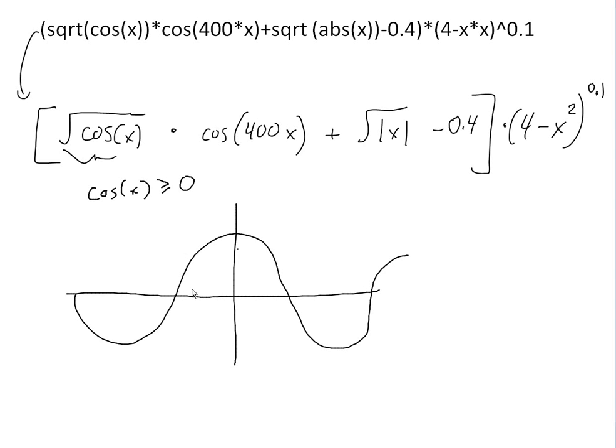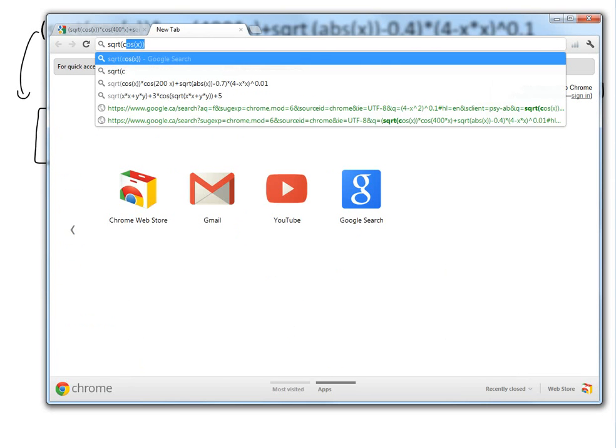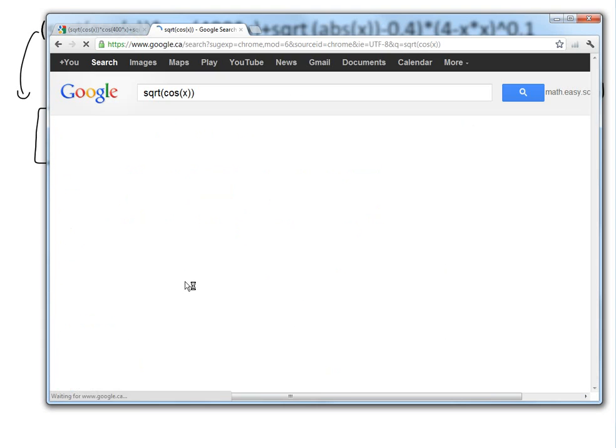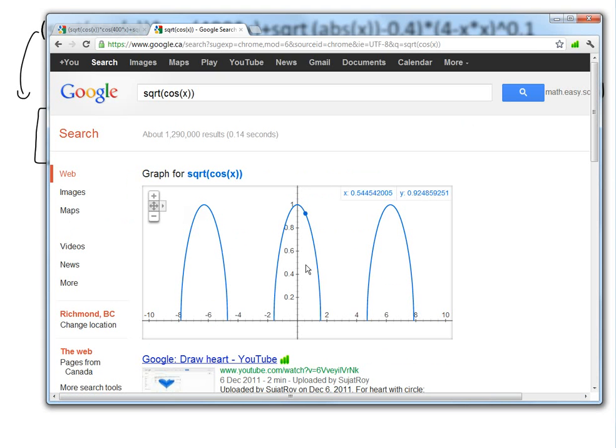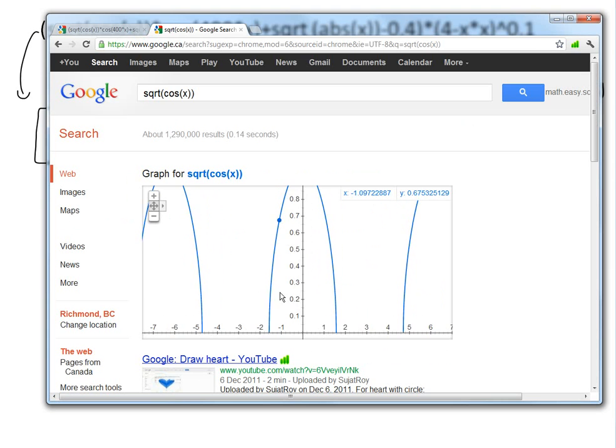We could also graph it out. Let's graph out square root cos x. Yeah, as you can see, this one goes to pi over 2, because that's where it's 0, and then it ignores all of the negative values. So this is pretty sweet.